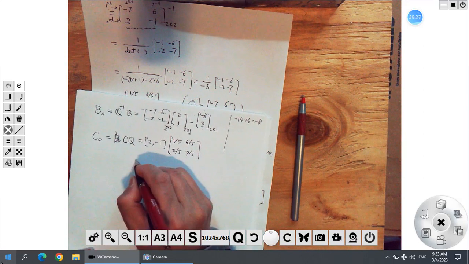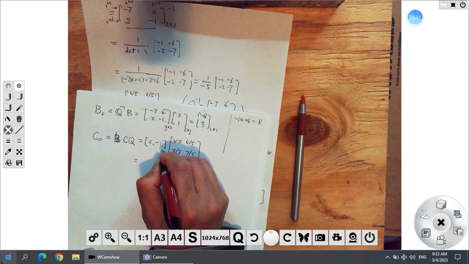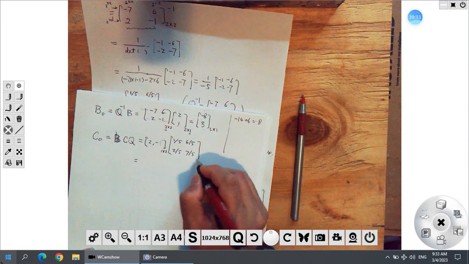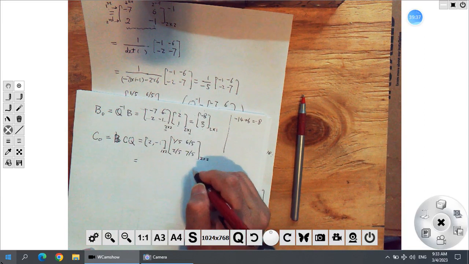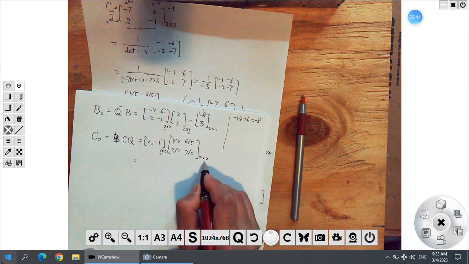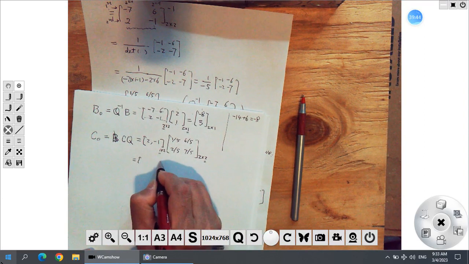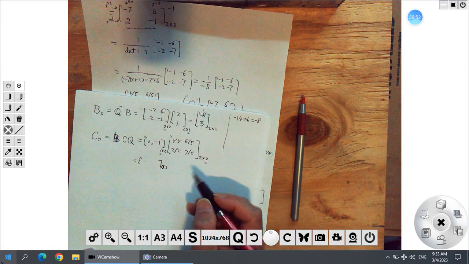Alright, same thing. We check the size firstly. This is 1 by 2, 1 row, 2 columns. This is 2 rows, 2 columns. Then the result will be 1 row, 2 columns. Right?